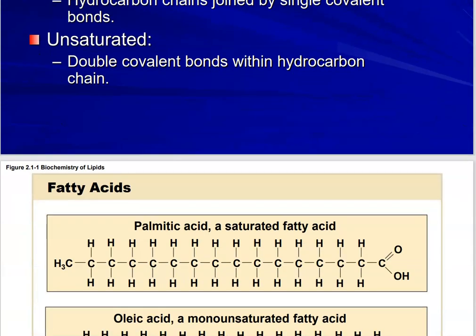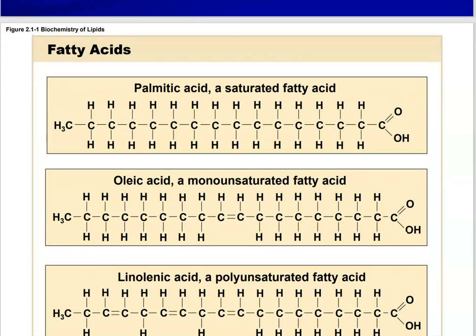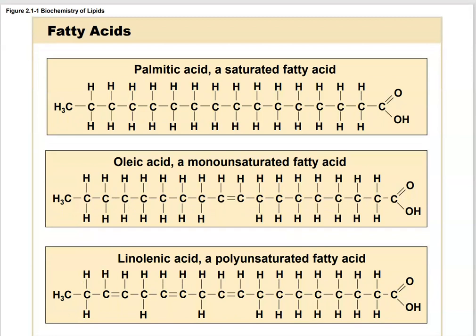So let's take a look at this. Here's some fatty acids as an example. Here we have palmitic acid. It's a saturated fatty acid. You see that there's the maximum amount of hydrogens along this hydrocarbon chain right here. No double bonds, and every carbon has these 2 hydrogens.